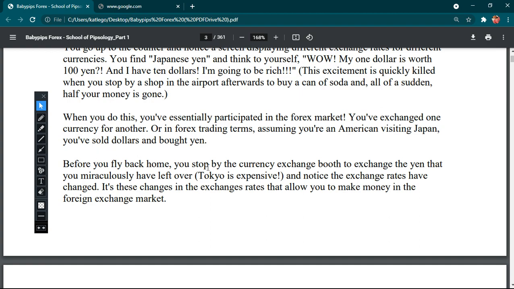Before you fly back home, you stop by the currency exchange booth to exchange the yen that you miraculously left over. Apparently Tokyo is expensive. You couldn't spend all the money, you left some. And notice the exchange rates have changed. It's these exchange rates that allow you to make money in the foreign exchange markets, right?